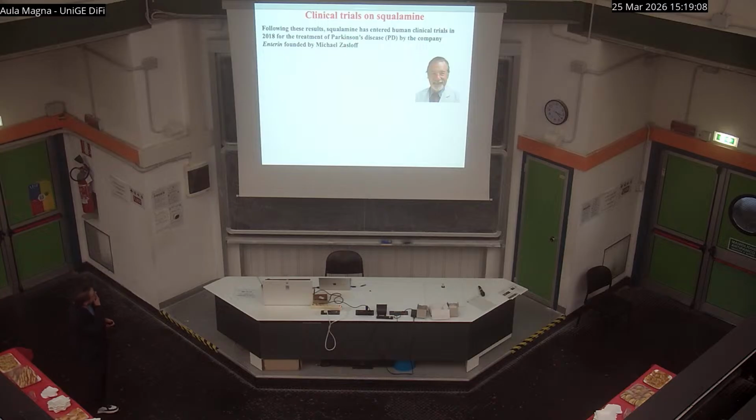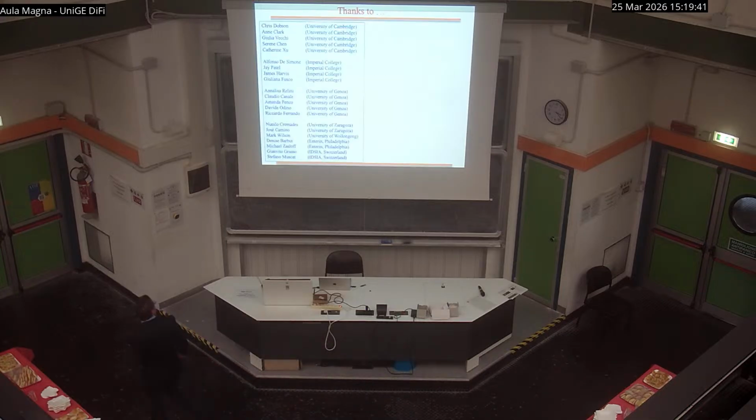And following these results, squalane has entered human clinical trials in 2018 for the treatment of Parkinson's disease by the company Enterin, founded by Michael Zasloff. It just completed phase 2B, which was completed successfully. So my colleague, Michael Zasloff, who founded Enterin, is now looking for funds and looking for pharmaceutical companies to start a phase 3 trial, which is, of course, the most time-consuming, money-consuming phase and the most difficult to achieve. So he's still looking for funds.